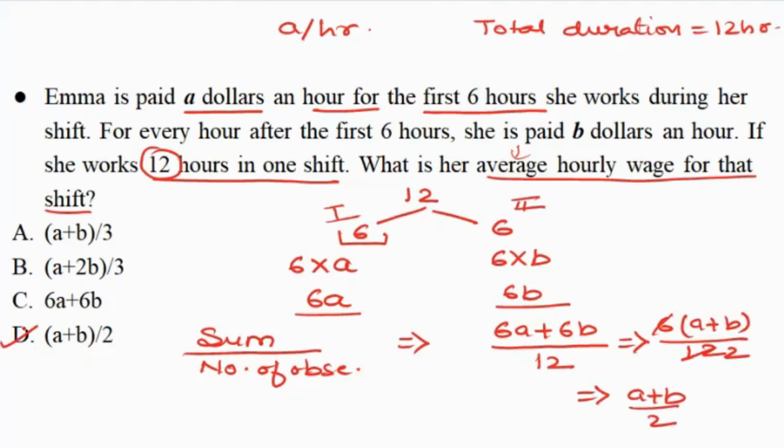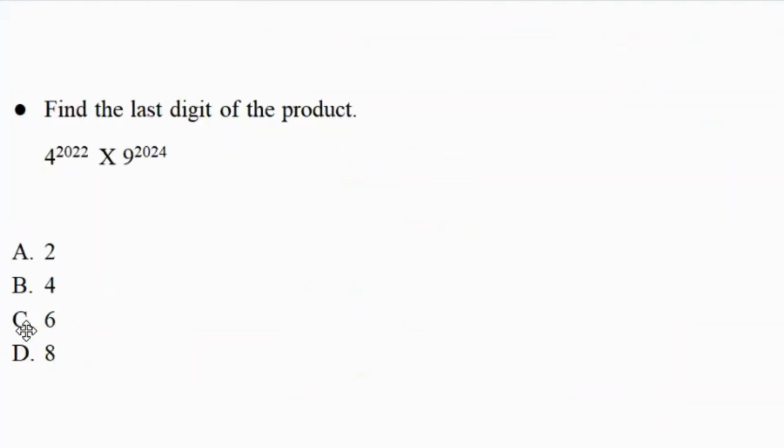Okay. Now we are moving to the next question. The next question is to find the last digit of the product of 4 raised to the power 2022 times 9 raised to the power 2024. Okay. So in this question, we can see the power is very huge and we are not able to solve this huge power. Even a calculator will not give you the correct answer. So what can we do over here?